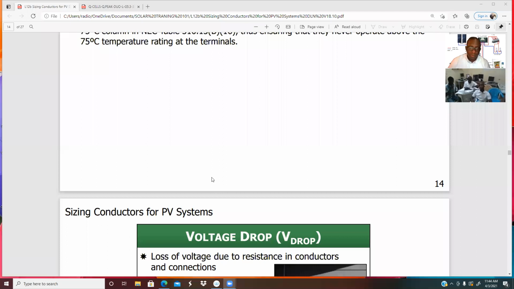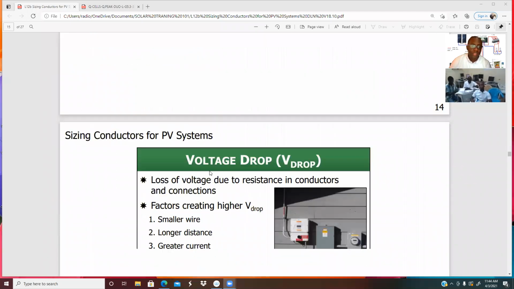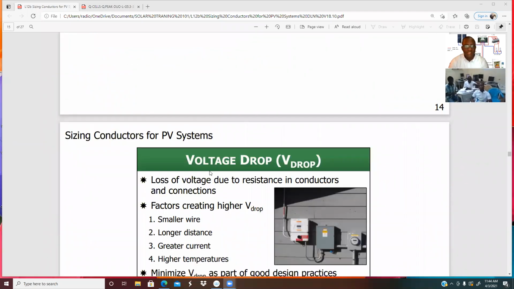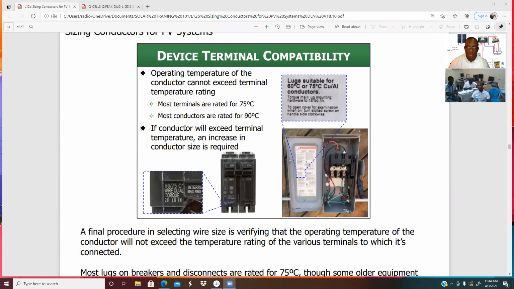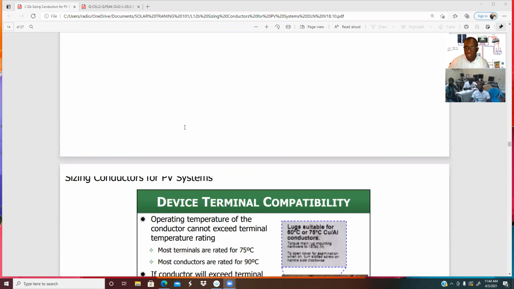So just to recap, we have been discussing sizing conductors for PV systems. That's what we have been discussing: sizing conductors for PV systems. And we spoke about the objectives of the course, the objectives of this material, and the importance of it.